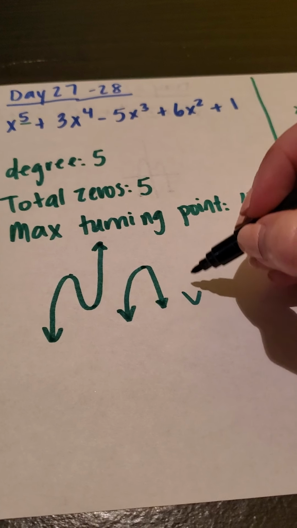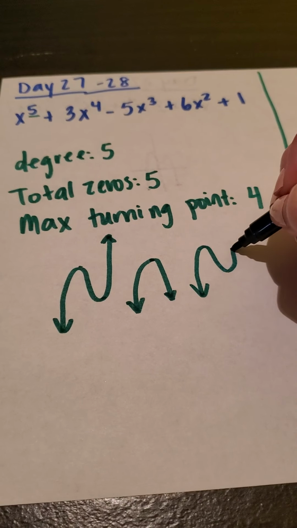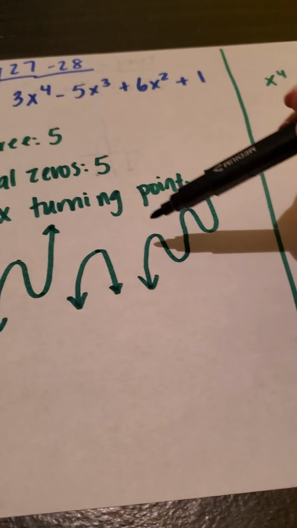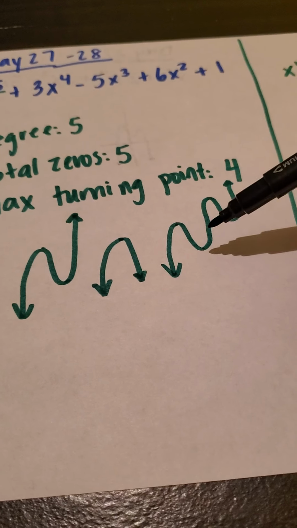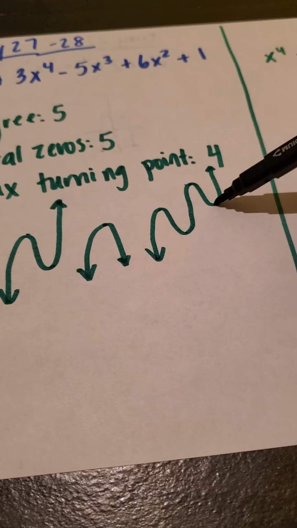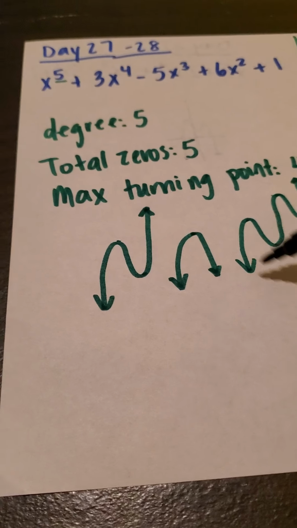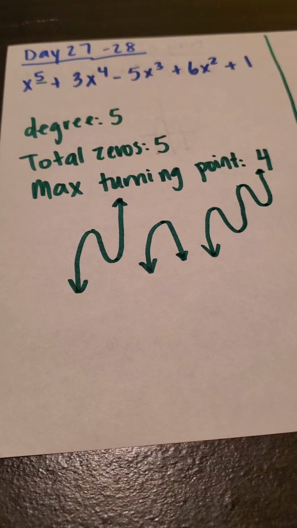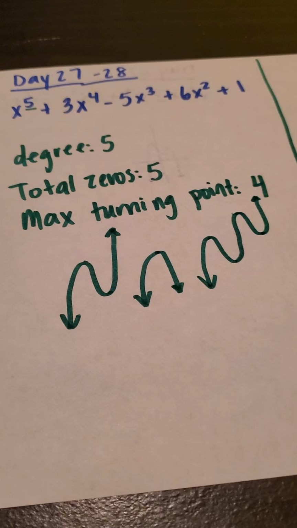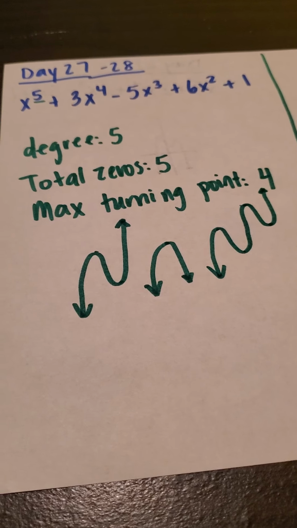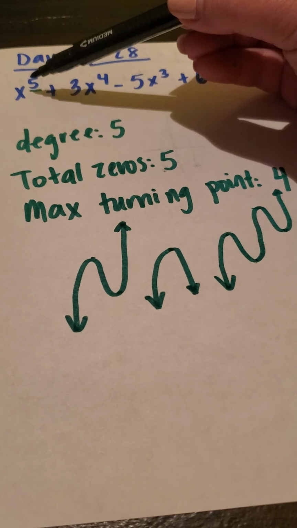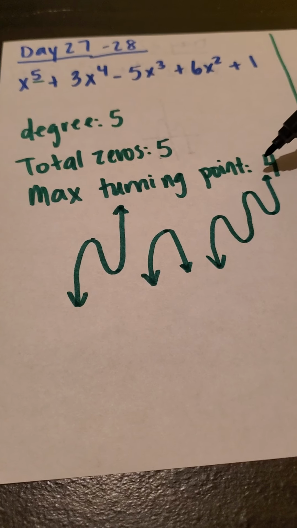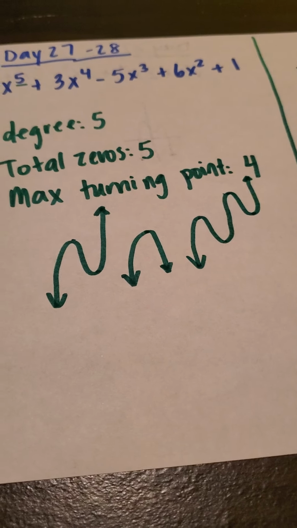So 4 turns would look, let's see, 1, 2, 3, 4. Something like that. The graph turns here 1 time, here again, second time, a third time here, and a 4th time here. So that's a possible example of what that graph could look like with a maximum of 4 turning points. Okay, so 3 big things on days 27 and 28. Degree, biggest exponent. Total zeros, it's the same as your degree. Your maximum number of turning points, your degree minus 1.